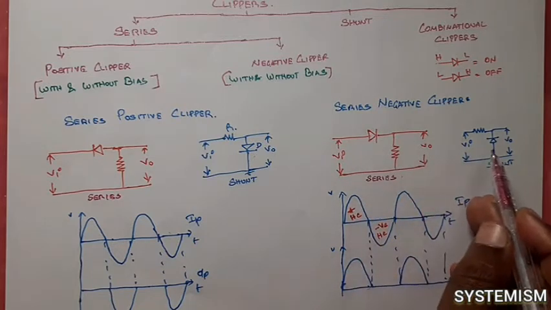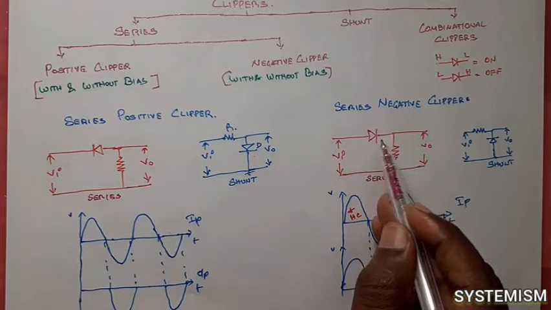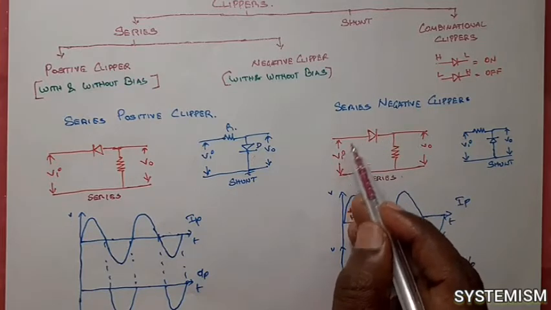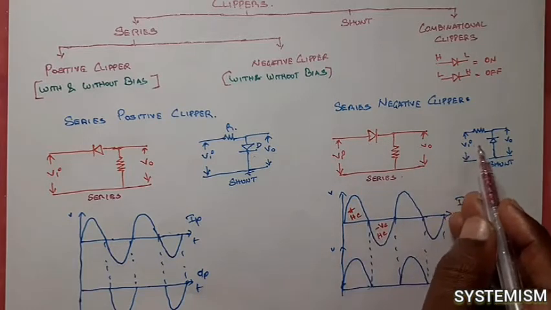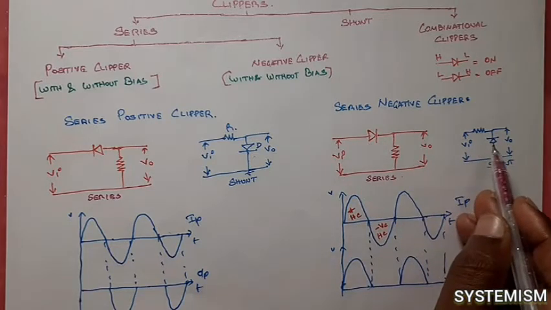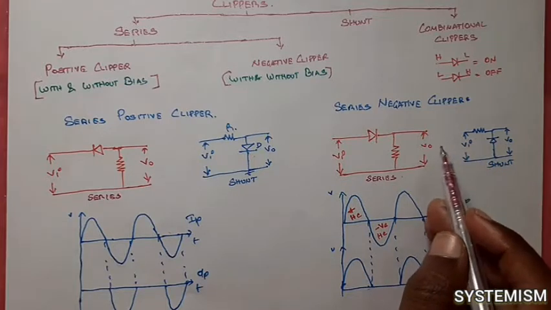What is the difference between series and shunt negative clippers? In series negative clipper, if you connect a diode in series with your input signal, then it is called series clipper. If you connect the diode in shunt with your input signal, then it is called shunt clipper. Okay, so that we understood.